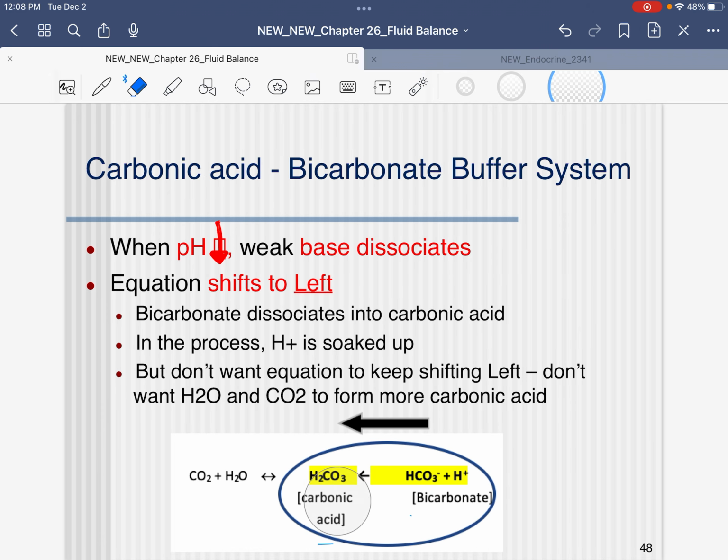So what happens if our blood pH drops? If our problem is too much acid, what do we want to temporarily release? The weak base. The beauty of the chemical buffer system is it will just add the opposite. If our blood's too acidic, we're going to want to release the base. It has to be a weak base.